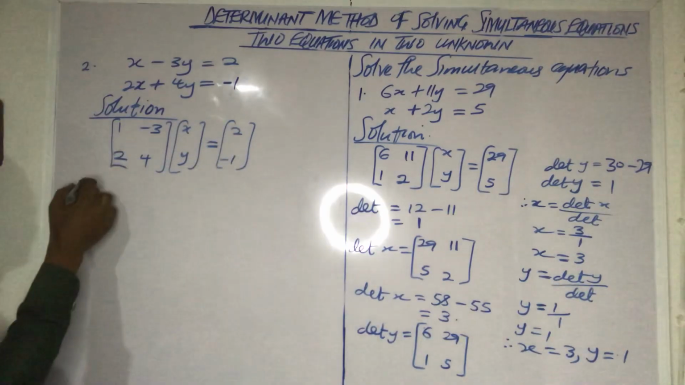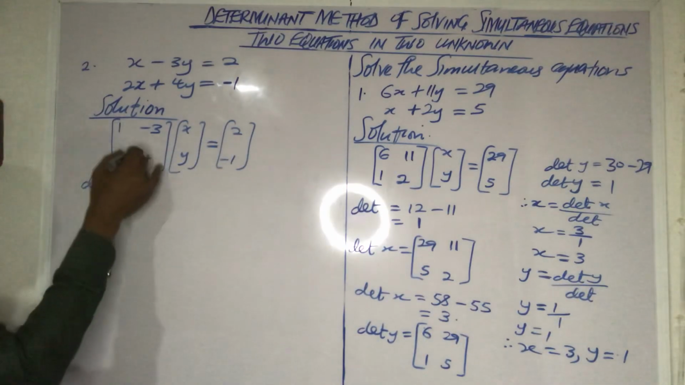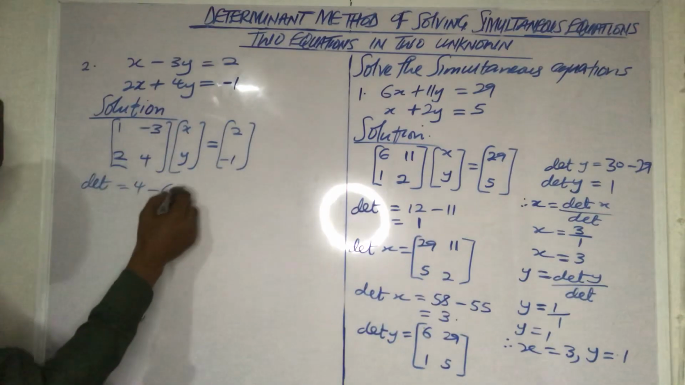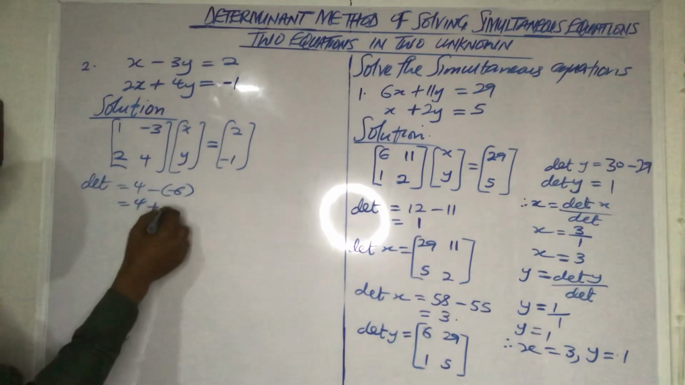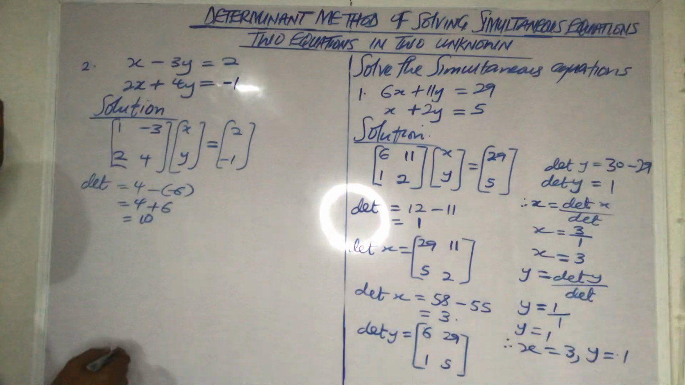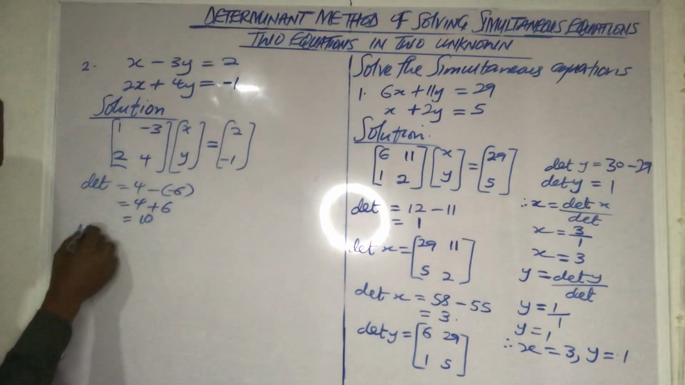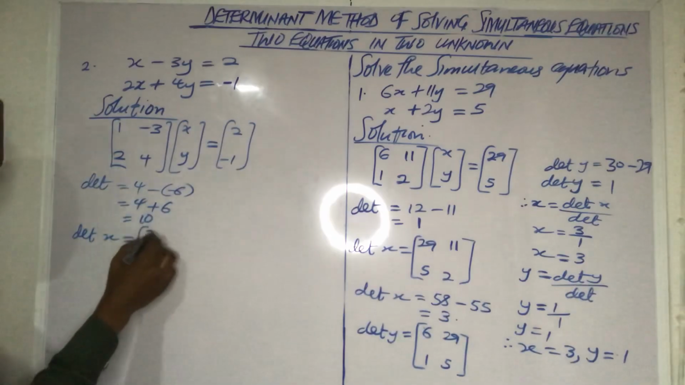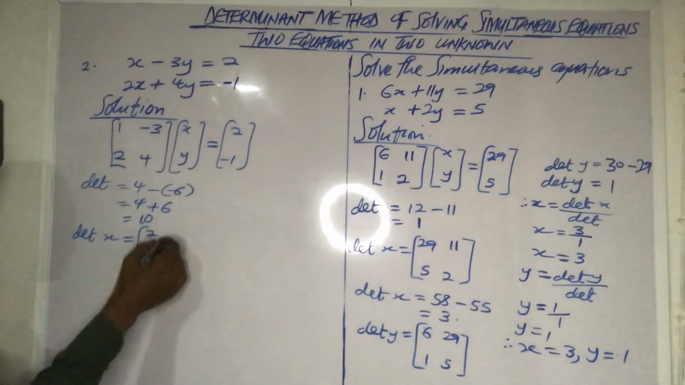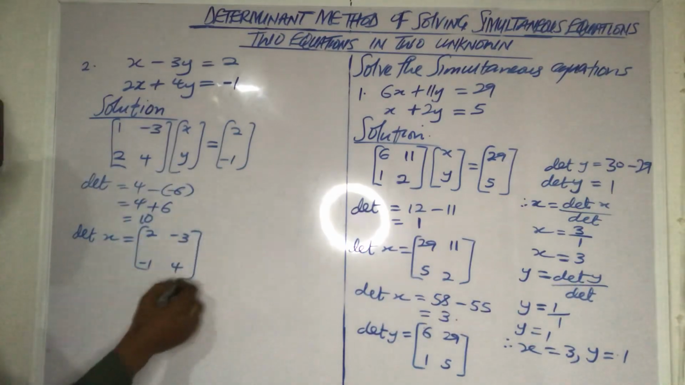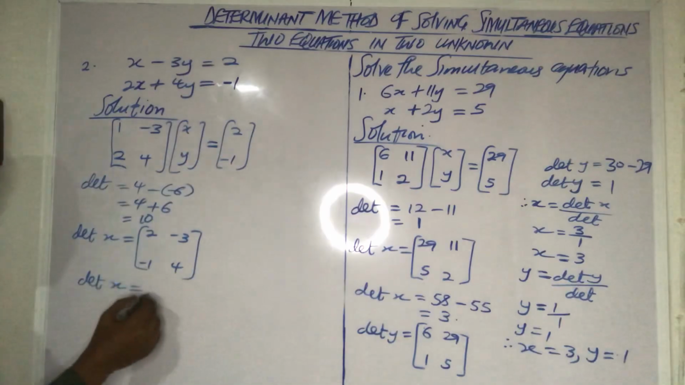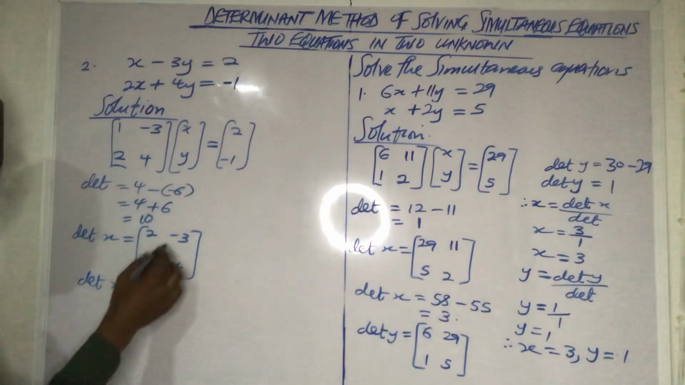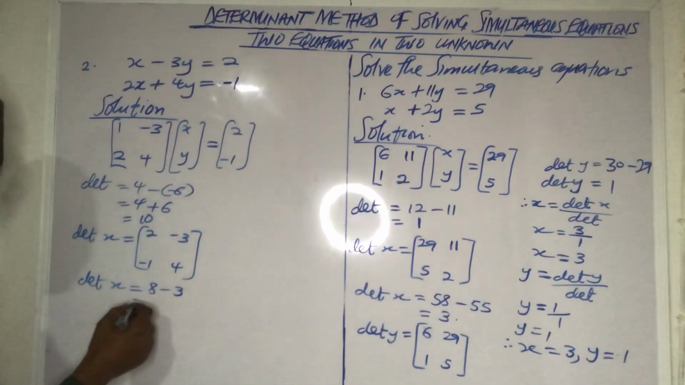So I'll first find my determinant. The original determinant will be this times this, that's 4, minus 3 times 2, that's minus 6. So that will give me 4 plus 6, that's 10. Then I will now find det x. So I will replace this one with this answer. That will give me 2, minus 1. Then I will retain this one, minus 3, 4. So my det x will be equal to this times this, that's 8, minus minus 1 times this, that will give me plus 3. So 8 plus 3 is 11.